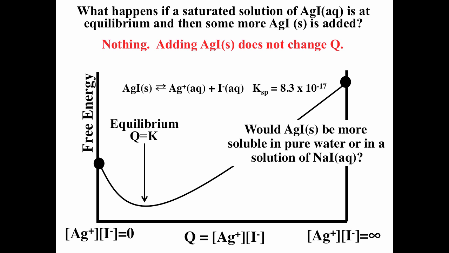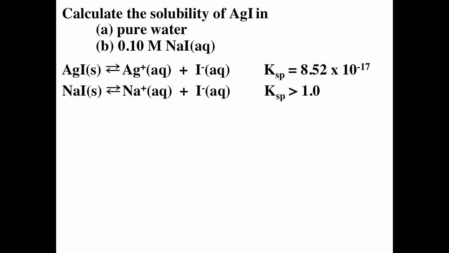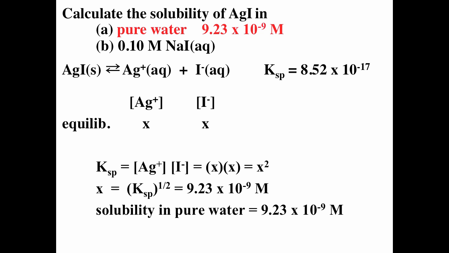But we could also ask another interesting question: would silver iodide be more soluble in pure water or in a solution of sodium iodide? Now what we'll see is that because of the common ion, iodide, the silver iodide should be more soluble in pure water. But we can actually calculate this out. So we can calculate the solubility of silver iodide in pure water and then calculate the solubility of silver iodide in a 0.1 molar solution of sodium iodide. And so this is just a solubility problem.